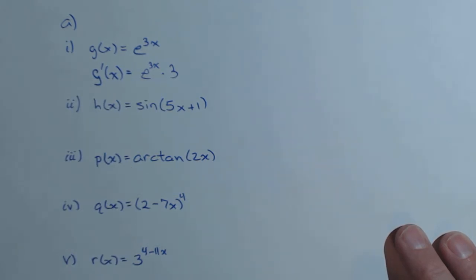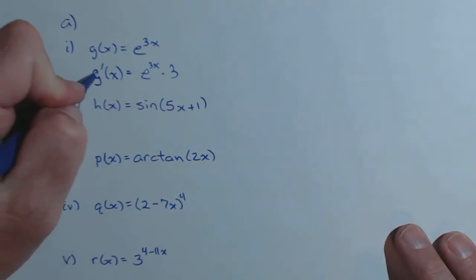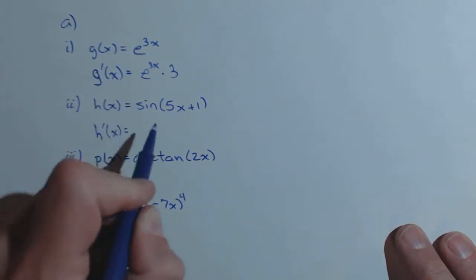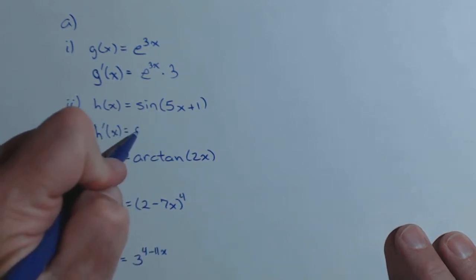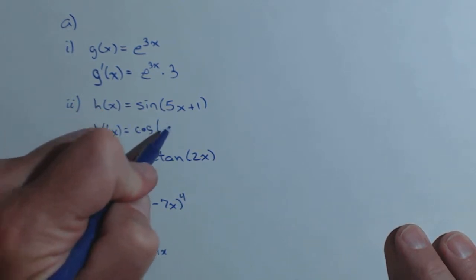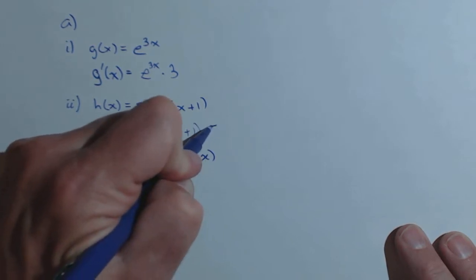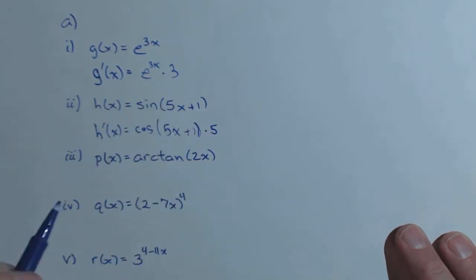So I'm going to go through the chain rule pretty quickly. If you need some review on the chain rule, there's other videos you can take a look at. H prime of x, we do the derivative of the outside. Derivative of sine is cosine of 5x plus 1 times the derivative of the inside, or times 5.